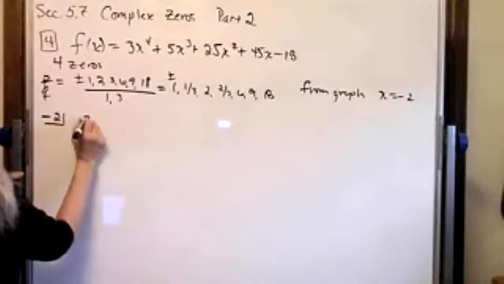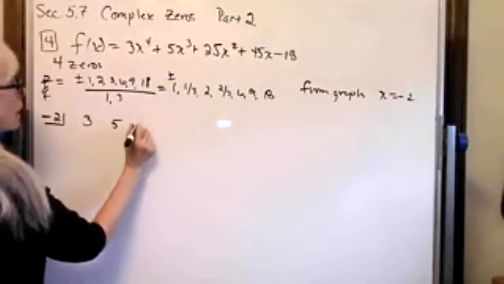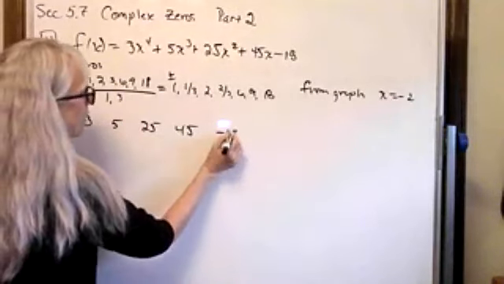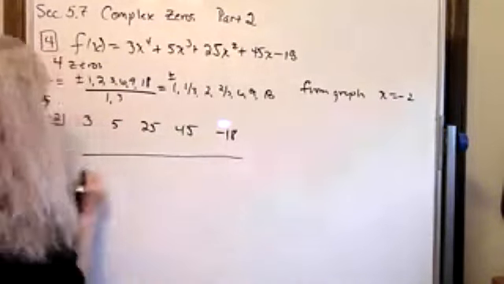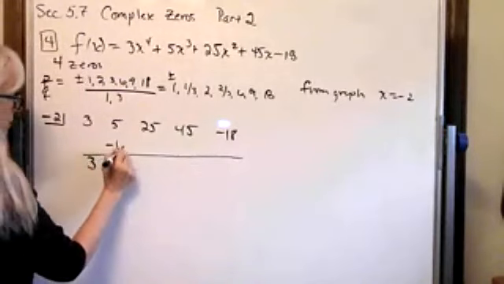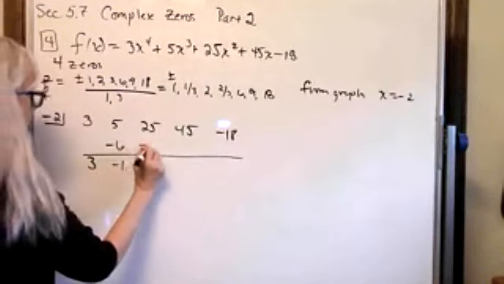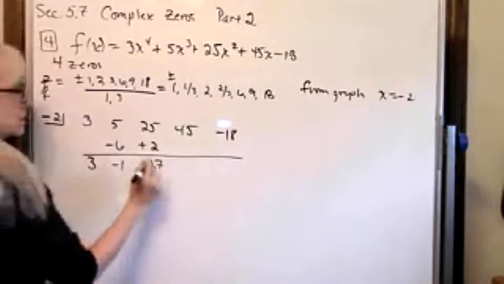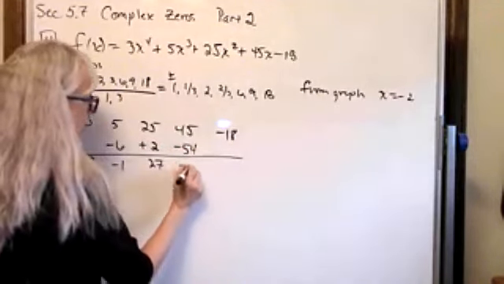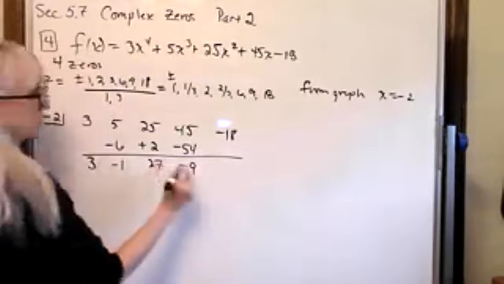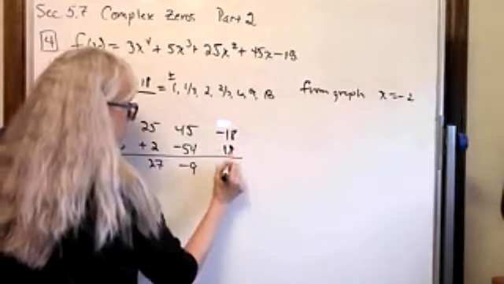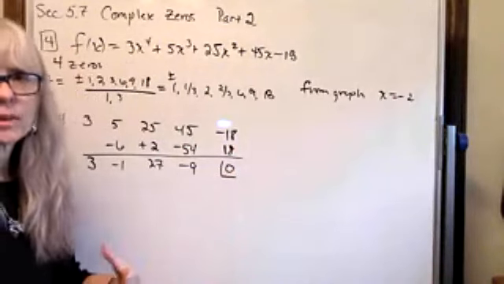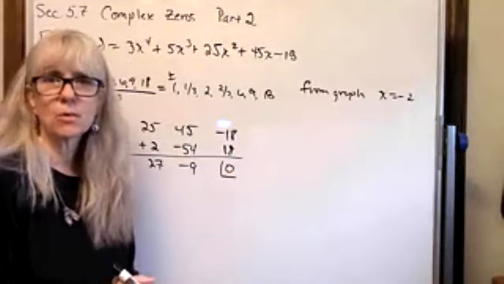So my coefficients this time are 3, 5, 25, 45, and -18. We'll bring down our 3, multiplying is -6, giving -1. Whoops, +2, be really careful, 27. 27 times -2 is -54. That's going to give me -9. Multiplying gives me +18, which gives me 0, which we expect. So, yay. Okay, now we need to pull the other real zero off that graph.